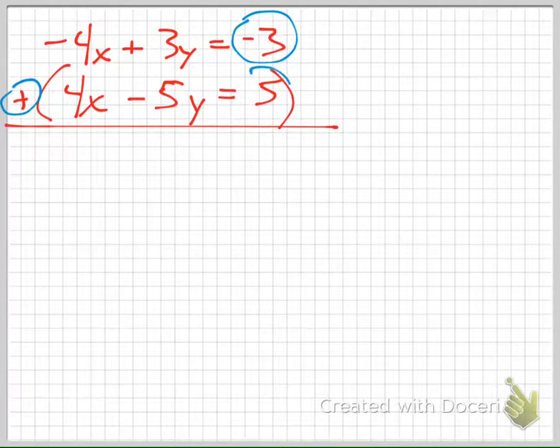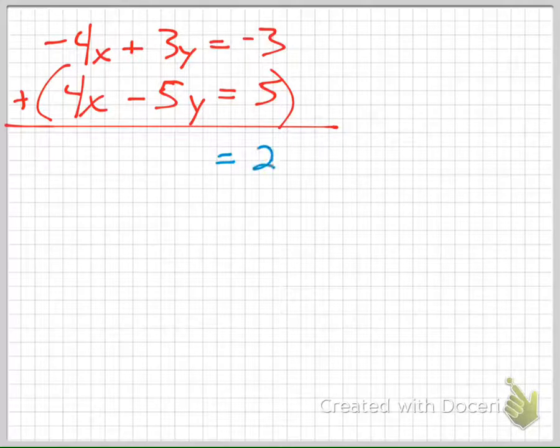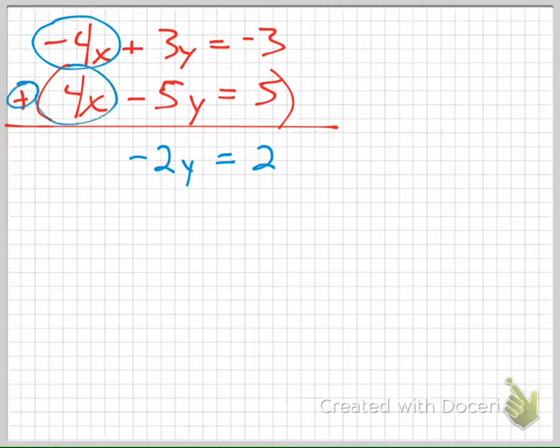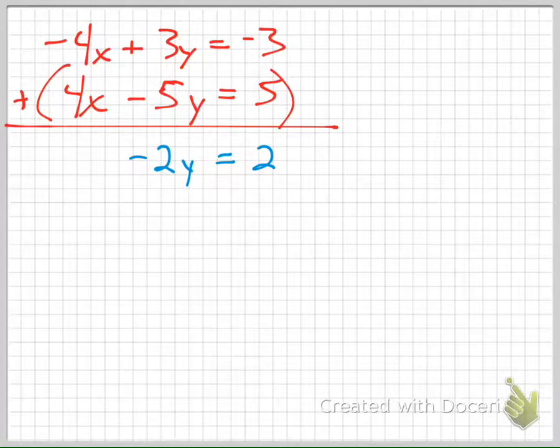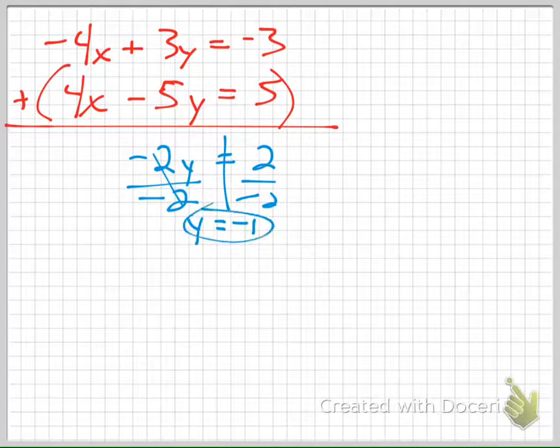Negative 3 plus 5. What is negative 3 plus 5? 2. So the equal sign comes down 2. What is 3y plus a negative 5y? That is negative 2y. What is negative 4x plus 4x? 0. It's gone. Oh, we're done. This is easy. Divide by negative 2. Divide by negative 2. y equals negative 1. Okay. y equals negative 1. That's easy.